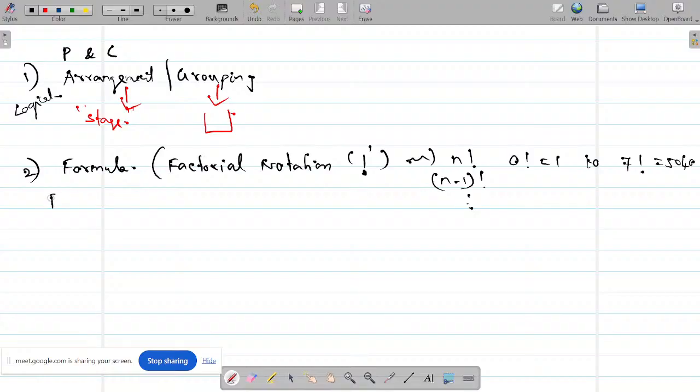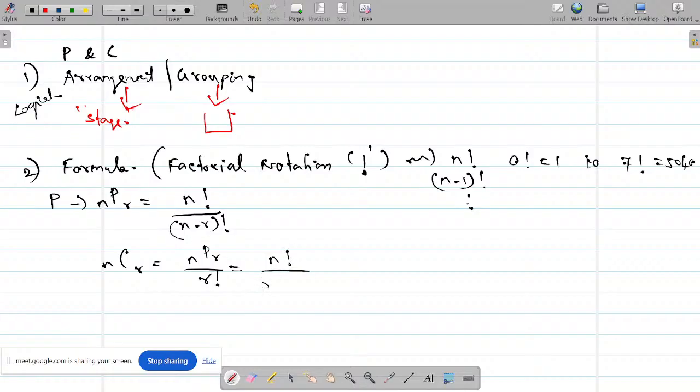And the formula for permutation is nPr equal to n factorial divided by n minus r factorial. Whenever you have this formula, you have to remember that you do n minus r first, then the factorial. Okay, then we discussed nCr. You can write it as nPr divided by r factorial, or as n factorial divided by r factorial into n minus r factorial. See, this one, which I am encircling here, is nothing but nPr.